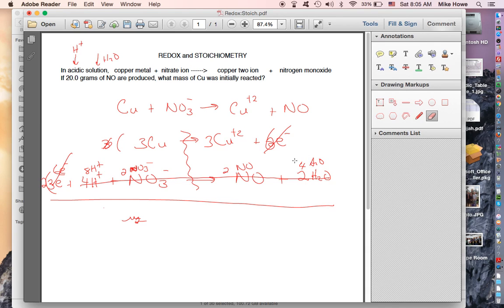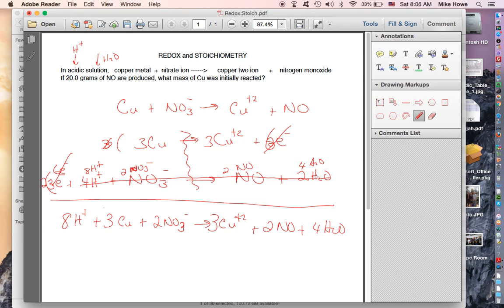Let's erase some of this stuff down here so it doesn't confuse us. There we go. All right, now we're ready to add them together. So we've got 8 H pluses plus 3 Cus plus 2 NO3 minus yields 3 coppers with a +2 charge plus 2 NOs plus 4 waters.